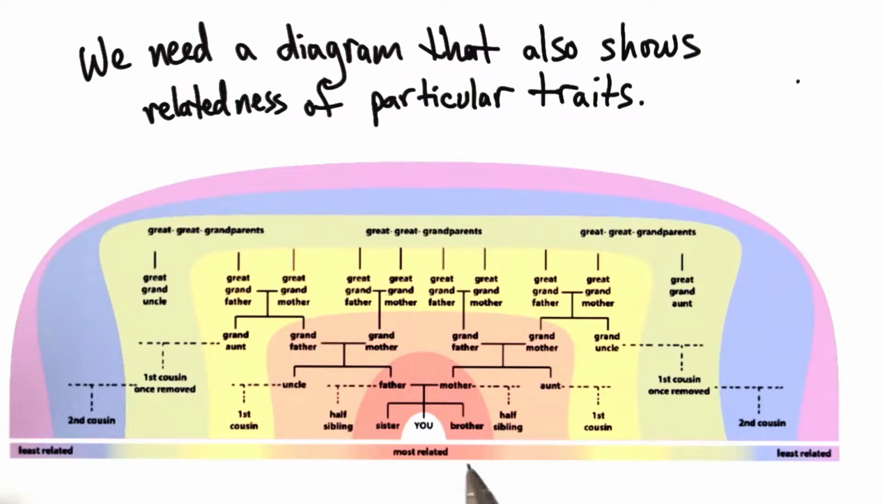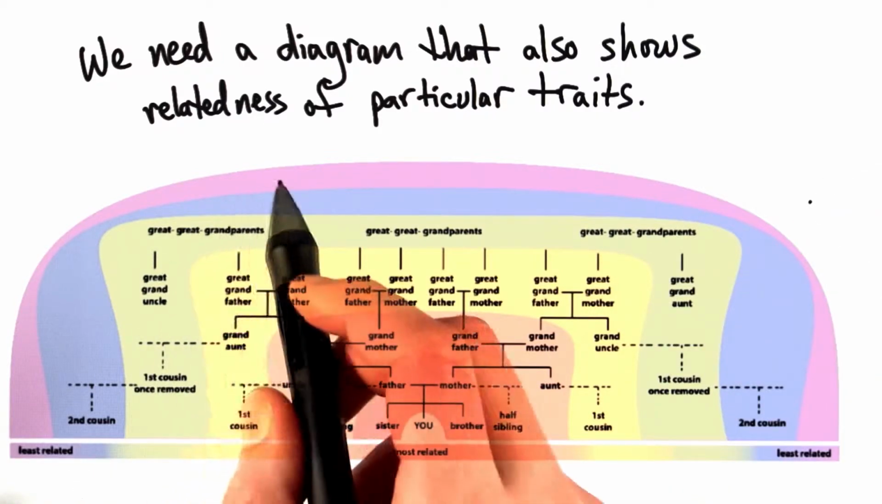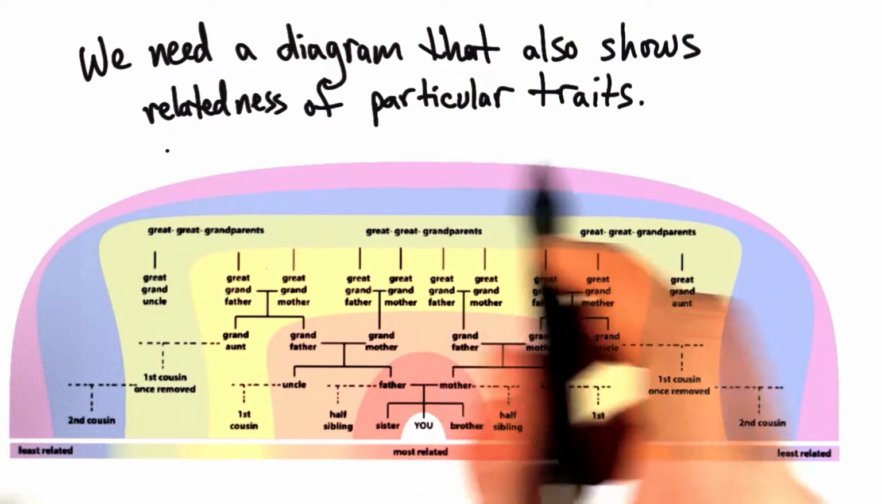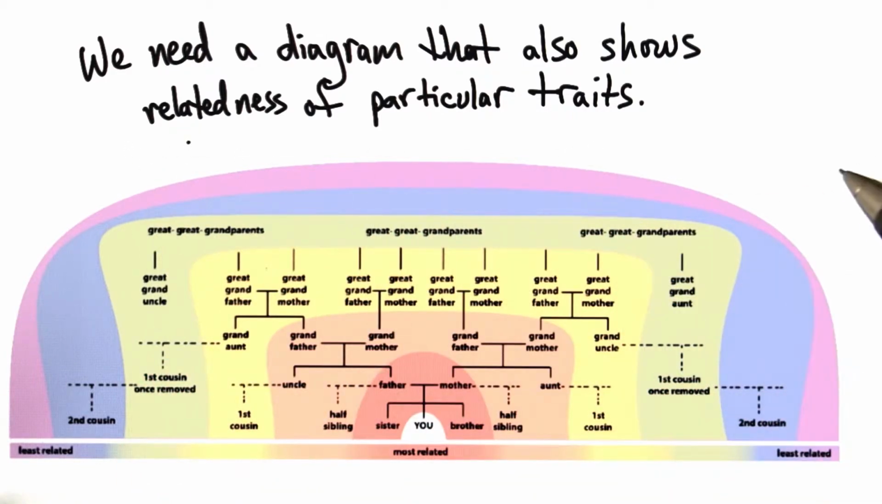Although you share more traits with those relatives with whom you're most genetically similar, let's say your parents and your brothers and sisters, this doesn't mean that your closest relatives share every trait that you have. And this diagram that we've constructed up to this point doesn't do a very good job at revealing which family members share which traits, right? We're not doing a good job of showing the relatedness of particular traits.